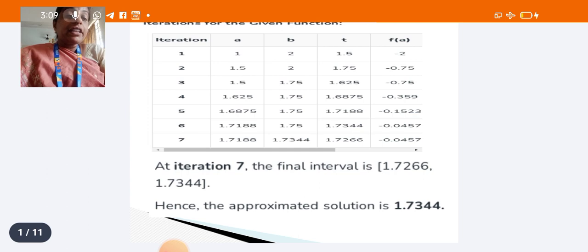This is the way to find the solution of the given polynomial using the bisection method.